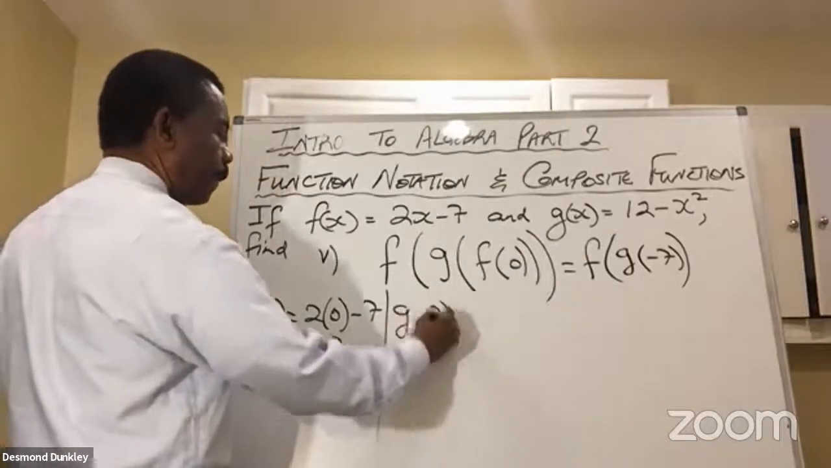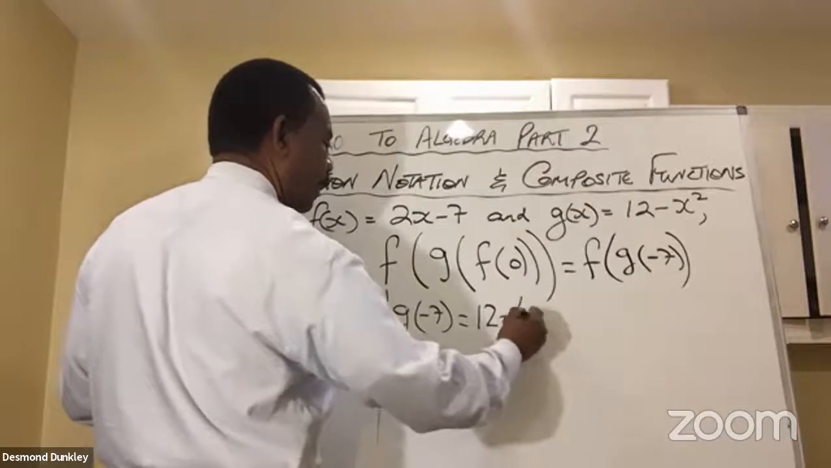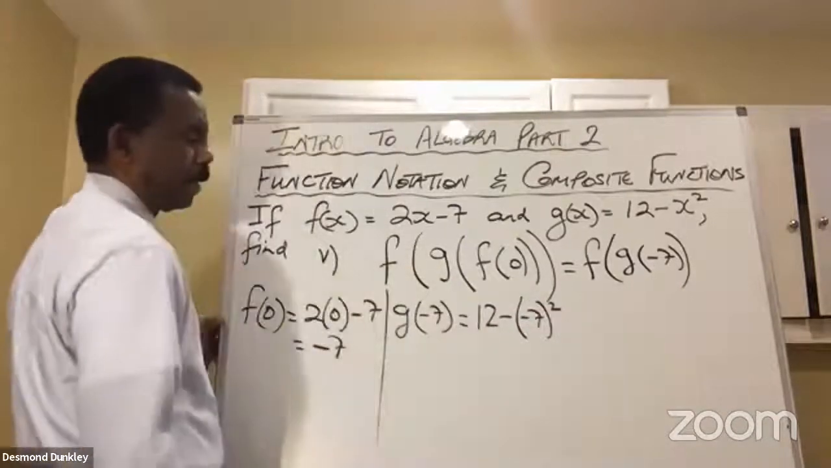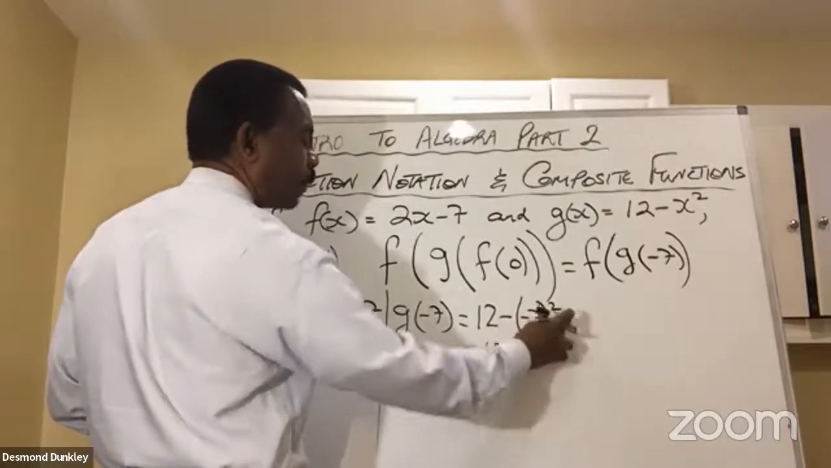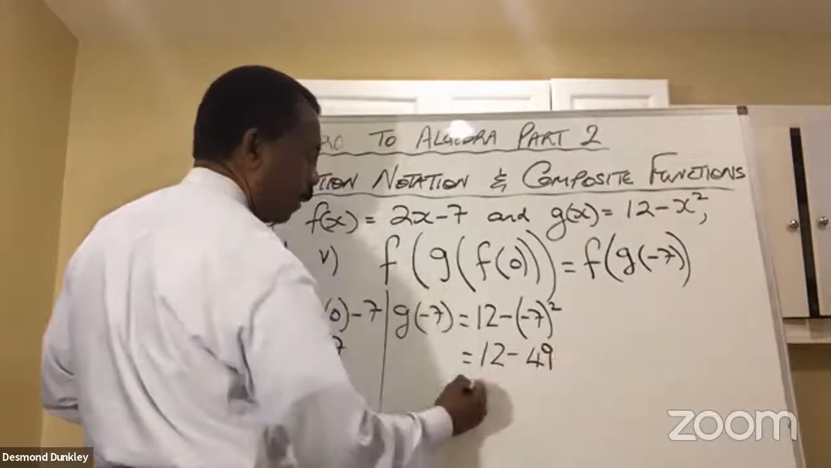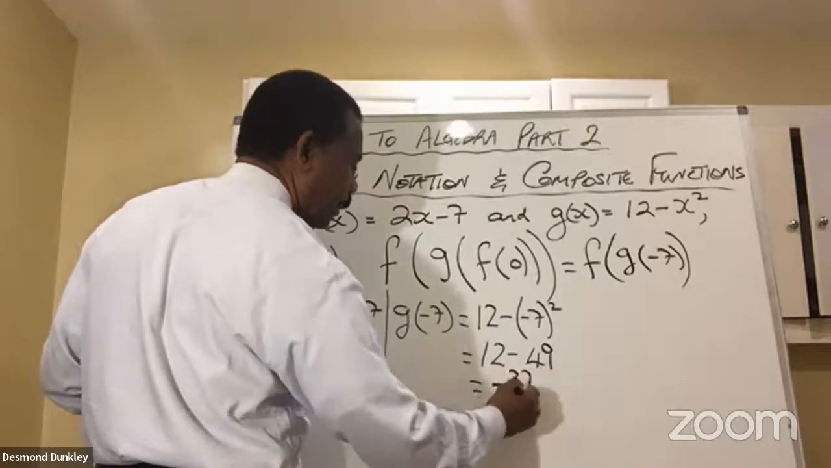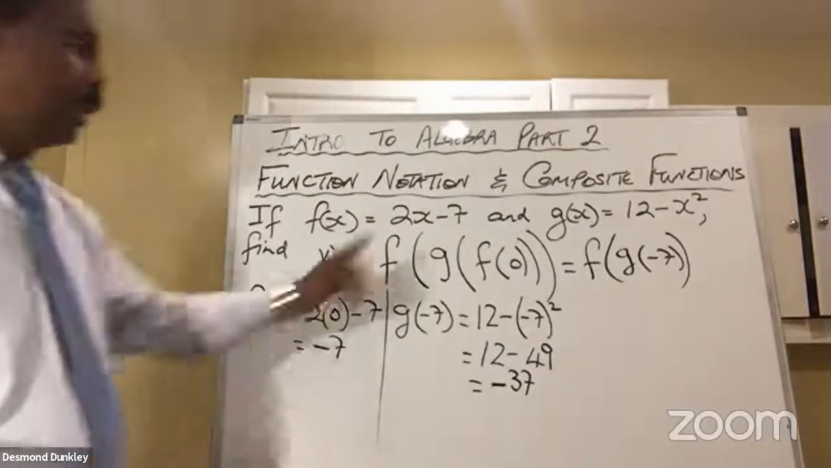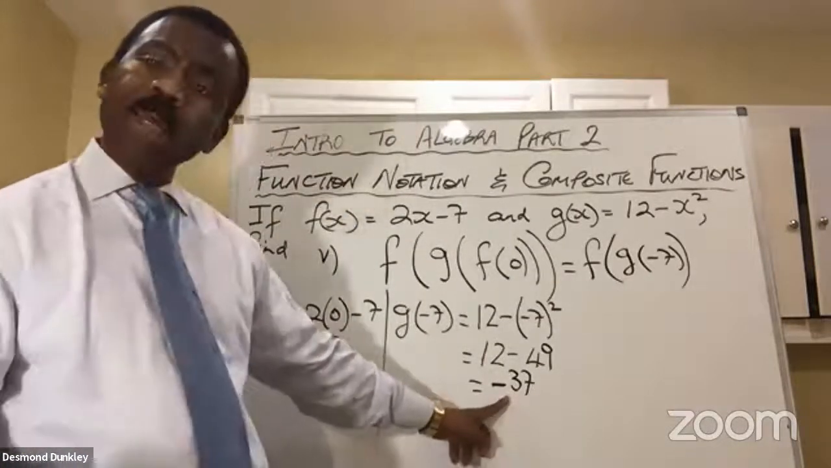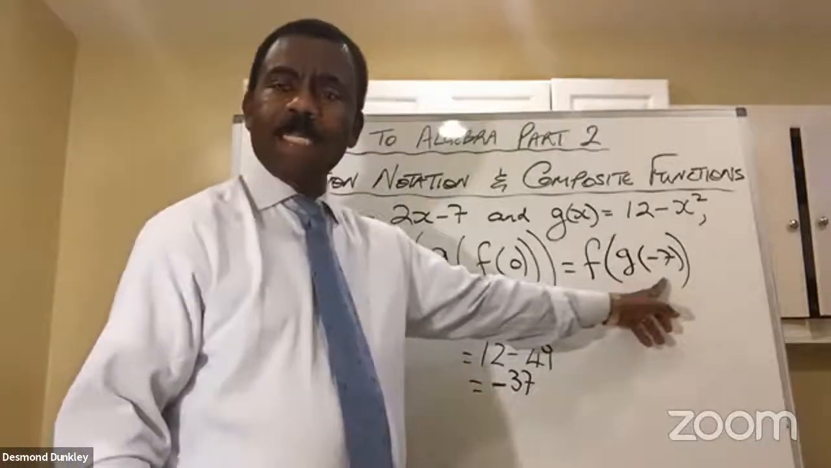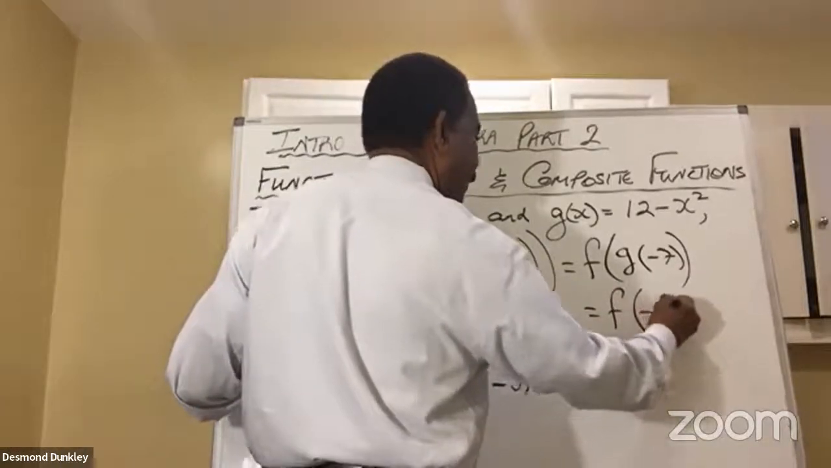g of -7 is equal to 12 minus (-7) squared. So it's going to be equal to 12 minus, what is (-7) squared? 49. So 12 minus 49 equals -37. So g of -7 is -37. So I now need to plug -37 in to represent all of what's inside. So this becomes f of -37.